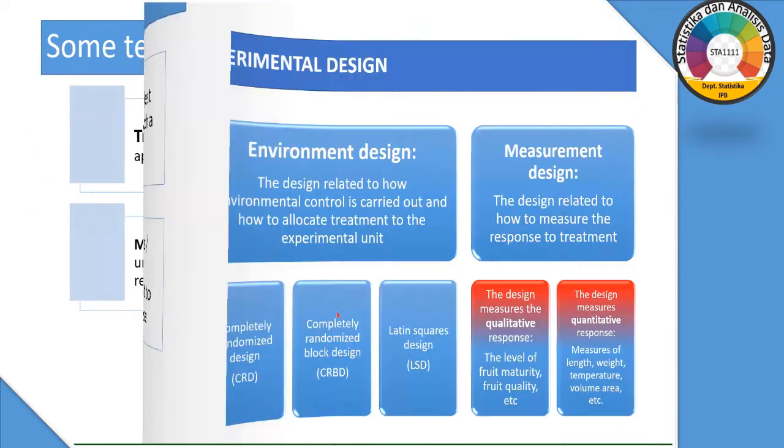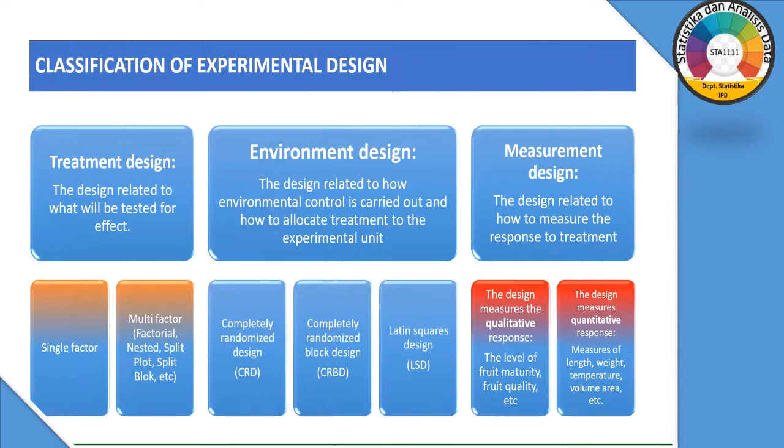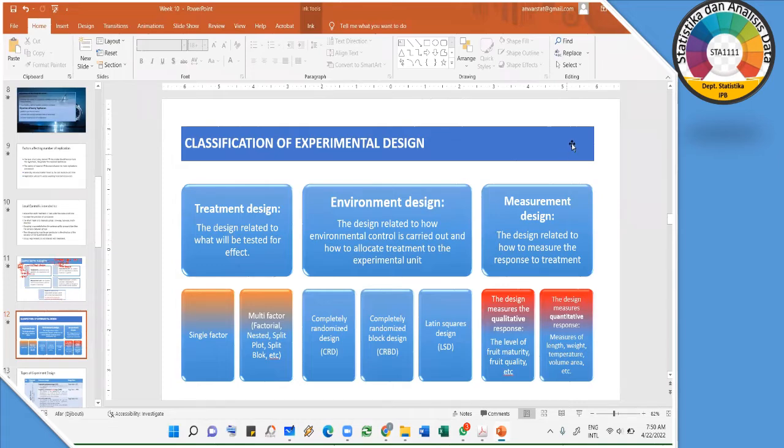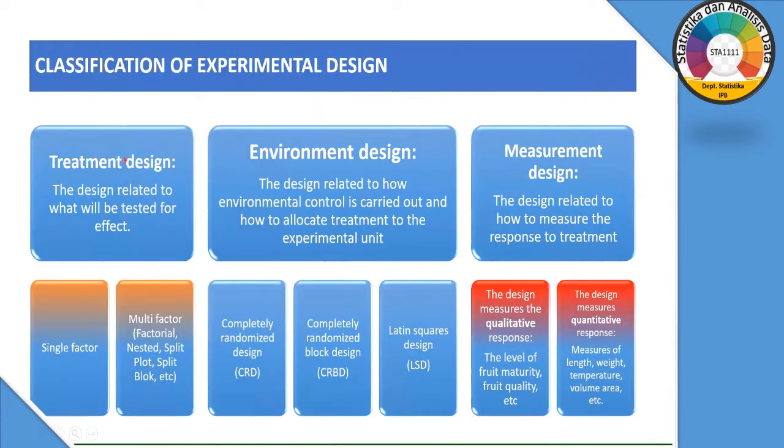Let's go to the next one. Some types of experimental design, or classification of experimental design. So we can consider the treatment design, we can consider the environment design, and we can also learn measurement design.